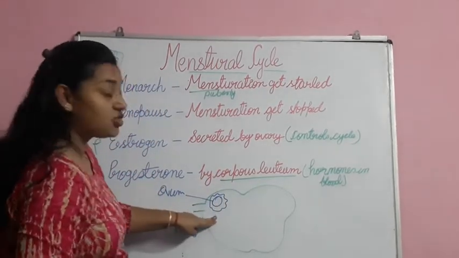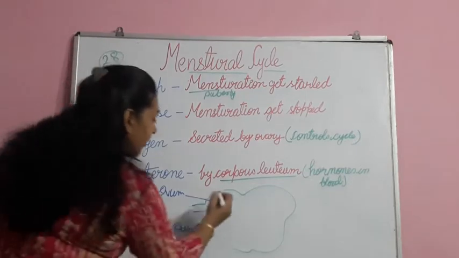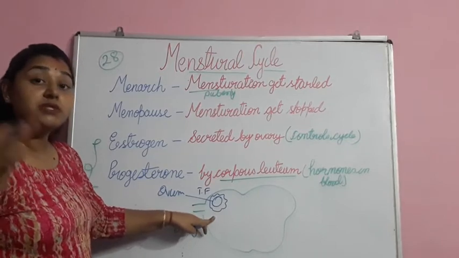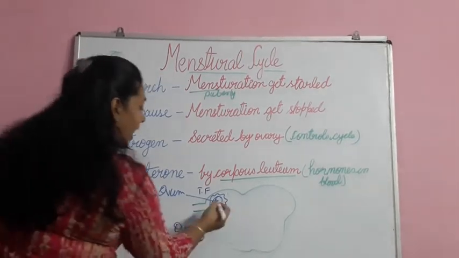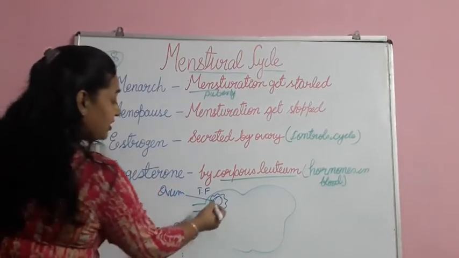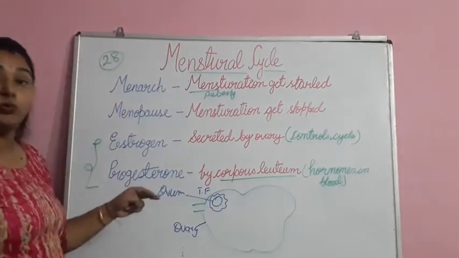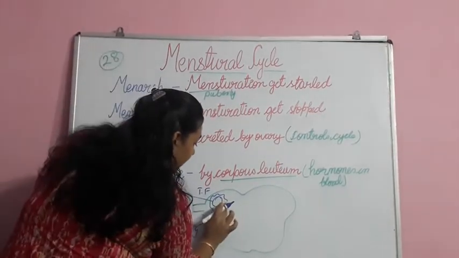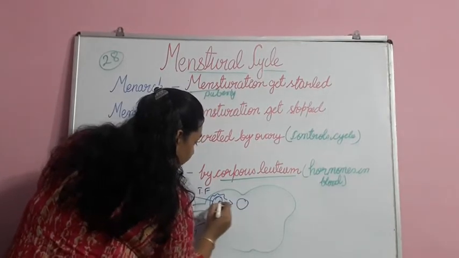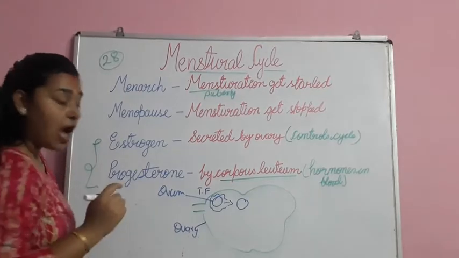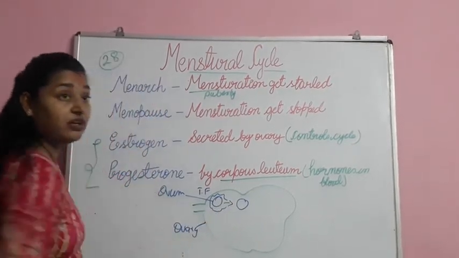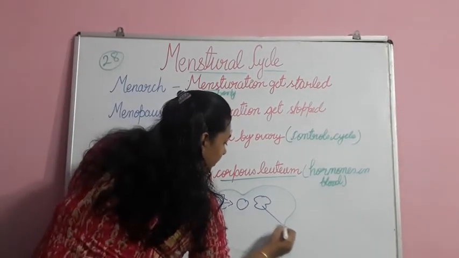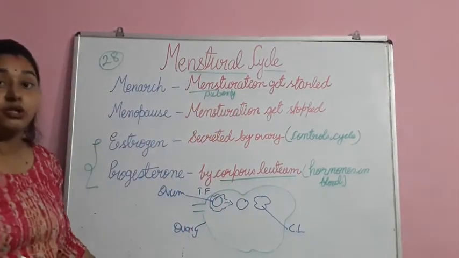These are at the first stage called primary, secondary and tertiary follicles. When it reaches the tertiary follicle state, the ovum becomes matured. Now the ovum is ready to come out of the ovary and travel to the fallopian tube. When the ovum comes out of this tertiary follicle, this follicle will get converted into the corpus luteum.